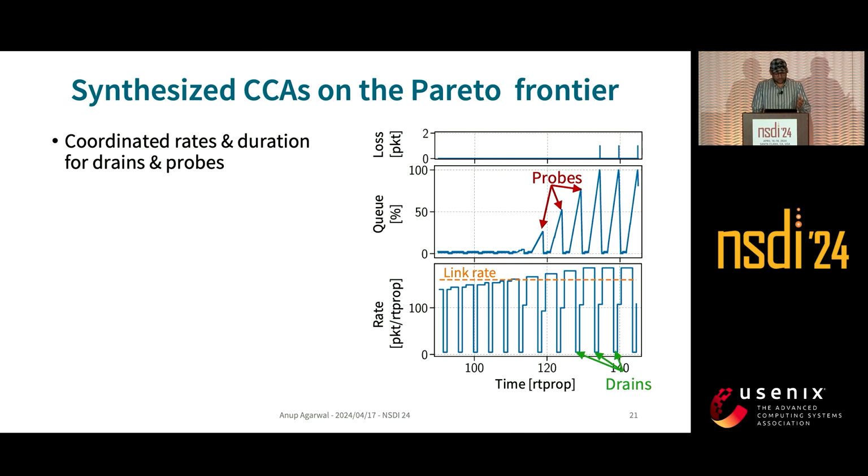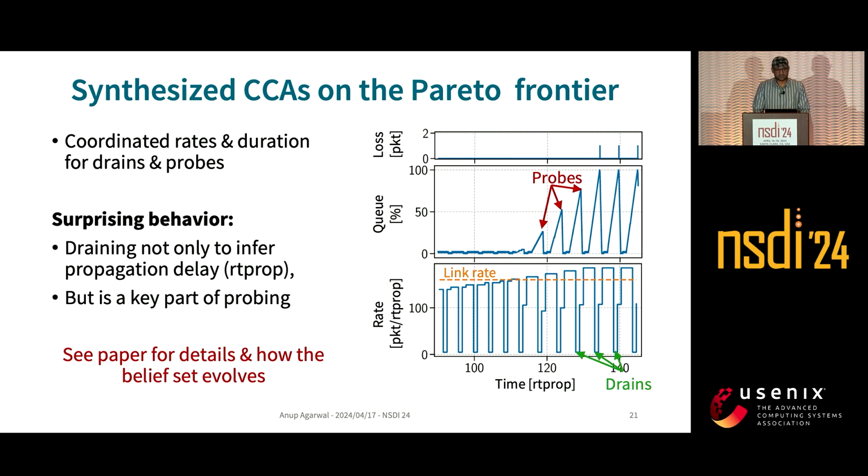What was different from traditional CCAs and what surprised us was its draining behavior. Typically, algorithms will use drains of queues to learn the propagation delay of the network. But here, draining is also a key part of the bandwidth probing process. Unfortunately, I won't be able to go into all the details, but I encourage you to see the paper if you're interested.